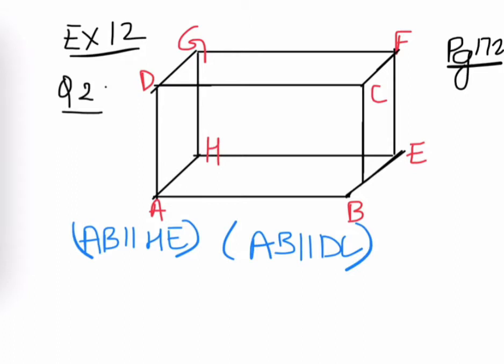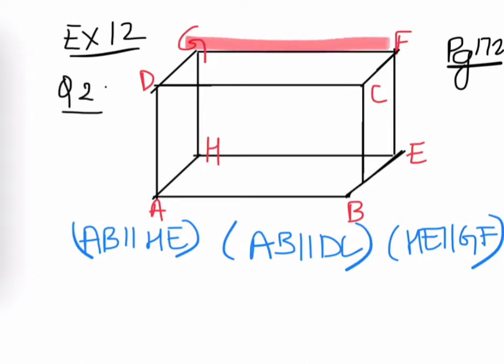Similarly, HE is parallel to GF. So we can write down HE is parallel to GF. Also, GF is parallel to DC. So we shall write down this also: GF is parallel to DC. Now there are so many pairs that we still have to find out.